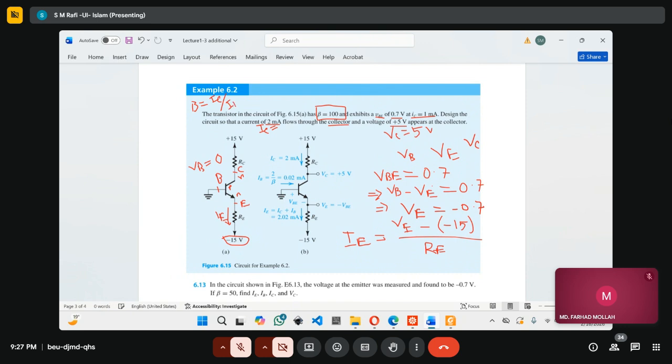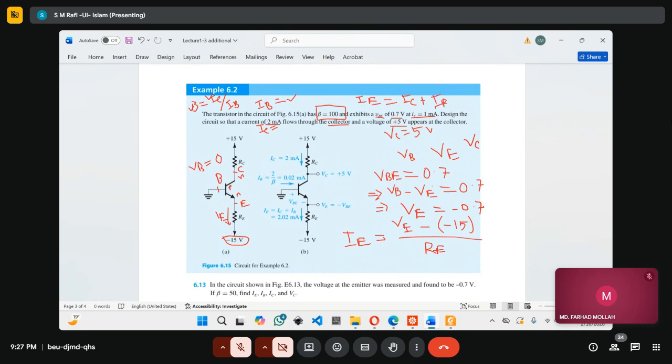So IC is known, beta is known. Can you calculate IB? You'll see, this value is very small. So if you know IB, then IC, can you calculate IE? What is the formula for IE? IE equal to IC, excuse me for my handwriting, IC plus IB.